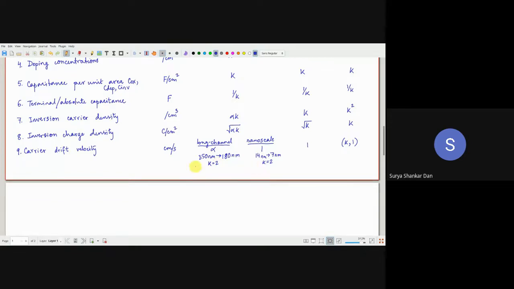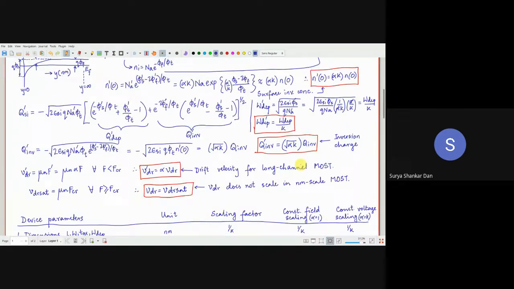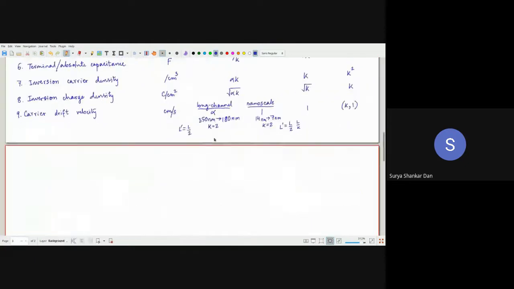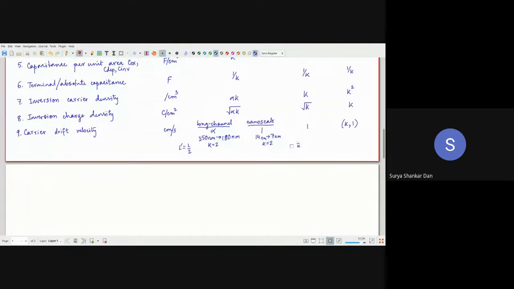Okay, so that means X dash, the channel length, is equal to L by 2. That means here 350 tha, it should be 360, but anyways, 360 to 180. This should be L dash is equal to again L by 2. 14 se lekar 7. So what is the value of K? Remember L by K, right? Go back. L by K. So this K factor becomes equal to 2. Okay. So in both the cases, K is equal to 2. The scaling factor remains the same, but the range of scaling are different. One you are scaling from 14 to 7. The other one is you are scaling from 350 to 180.